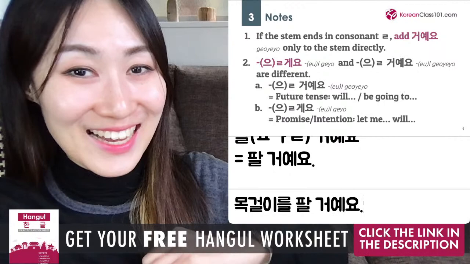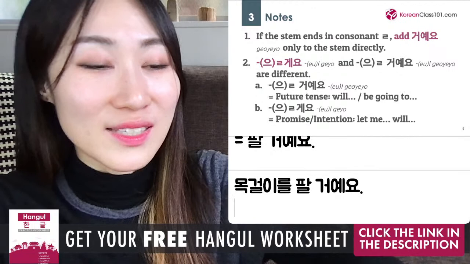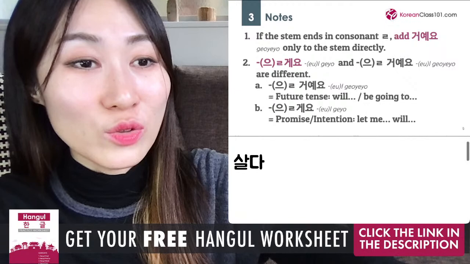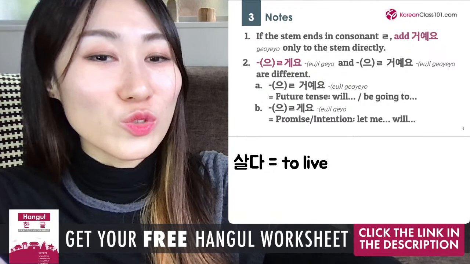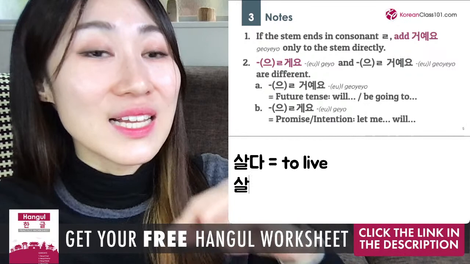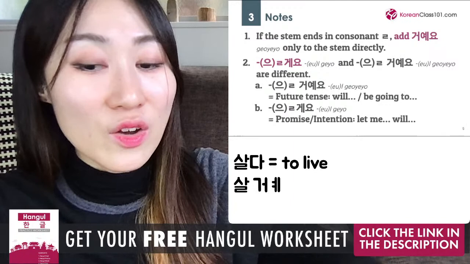Another example, how about this? 살다. Do you know what this means? 살다 means to live. For example, from this summer, I live in Korea. So now I want to conjugate it. 살다. What is the stem here? The stem is 살, ending with the ㄹ. Right? So I only put 거예요. 살 거예요 means I will live.